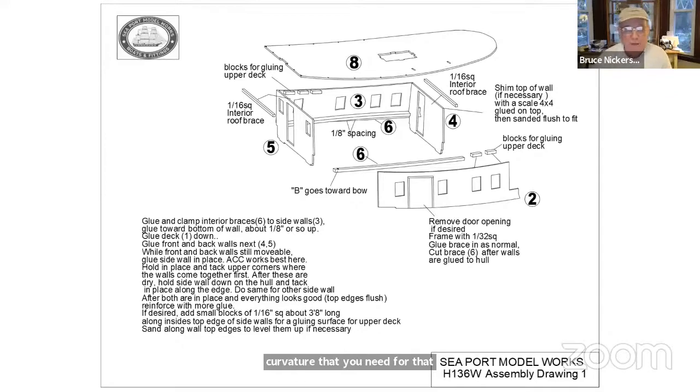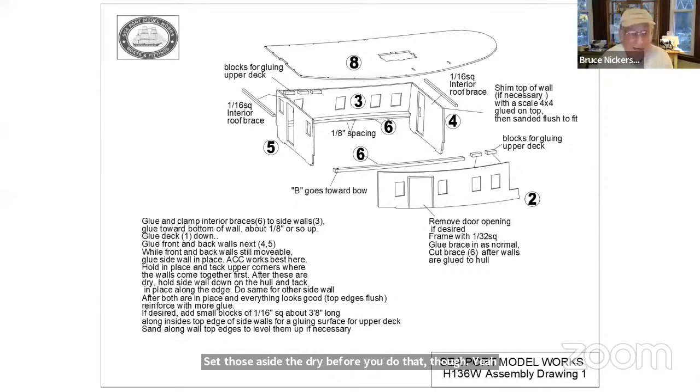Basically, you come up about 1/8 inch off the bottom of the wall and glue this onto the wall, clamp it. I say clamp it here, here, here, here, and here, because you want to get the effect of that curvature. You do the same thing on both the port side and the starboard side. Set those aside to dry. Before you do that, though, let's do some glue blocks.